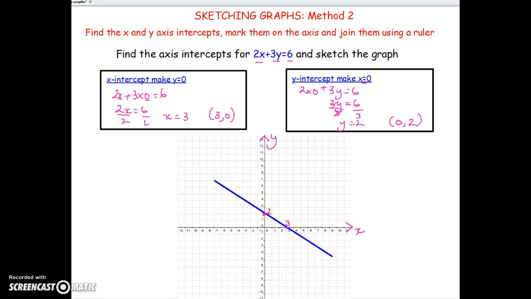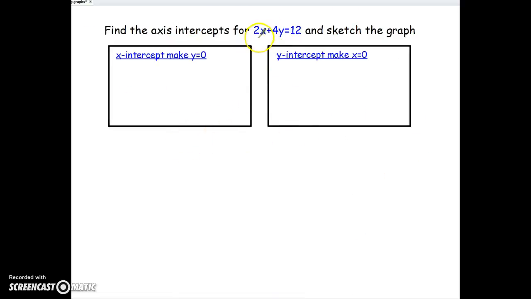So let's do another example quickly. 2x plus 4y equals 12. Sketch the graph. So for my x-intercept, I'll make y equals 0. So 2x plus 4 zeros are 12. 2x plus nothing equals 12. Divide by your 2. X equals 6. So my x coordinate is 6, 0.